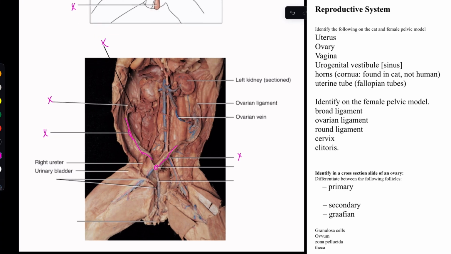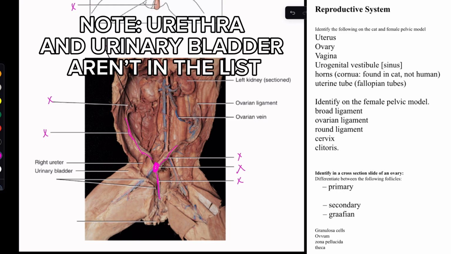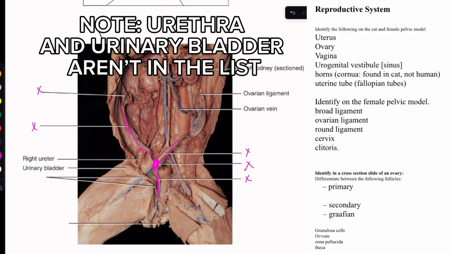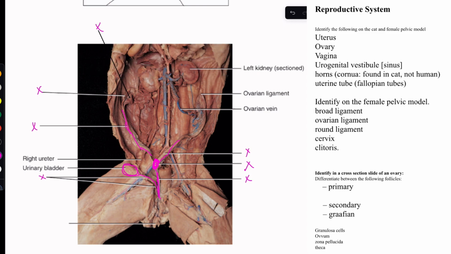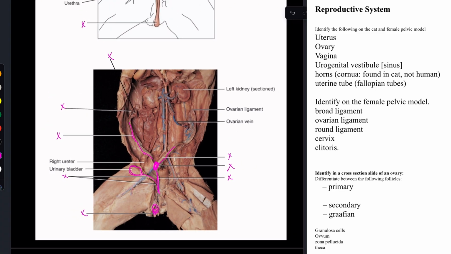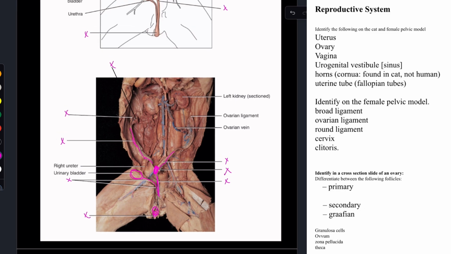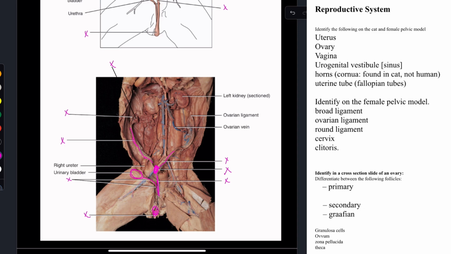Right here is the uterus. That right there is the uterus. And then going down this way is the vagina. Vagina. This right here is the urinary bladder, and then right here is the urethra, and then this right here is the urogenital sinus for the cats. And that should be it with the cat model.